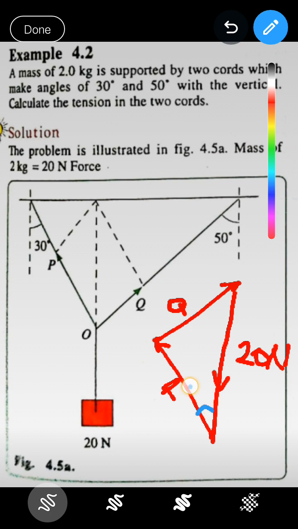So the angle here will be 30 degrees, while Q is inclined to the vertical with the angle of 50 degrees. So this is the 50 degrees. From there we can get the third angle. That will give us 100 degrees, since the sum of angles in a triangle is 180. So the third angle here will be 100 degrees.